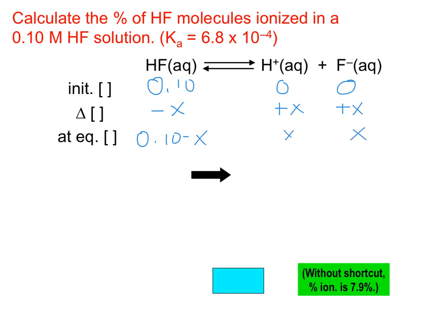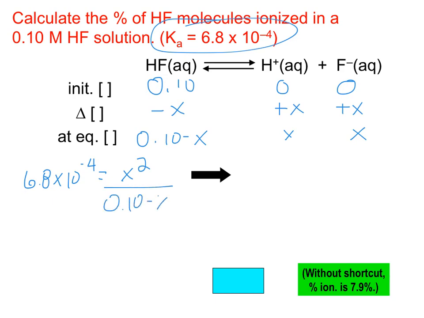So at this point, I'm going to put it into my equation using my Ka, 6.8 times 10 to the negative 4th equals x squared over 0.10 minus x. I'm going to get rid of my x in the denominator. I don't need that. So I'm going to get x equals my H plus concentration, which is 8.25 times 10 to the negative 3rd molar. So that's what I have there, but it's not asking that.